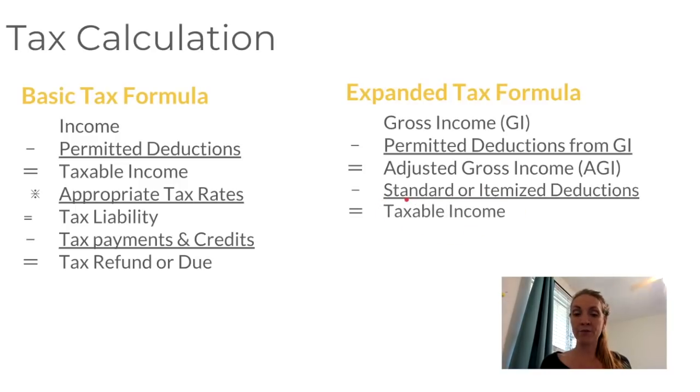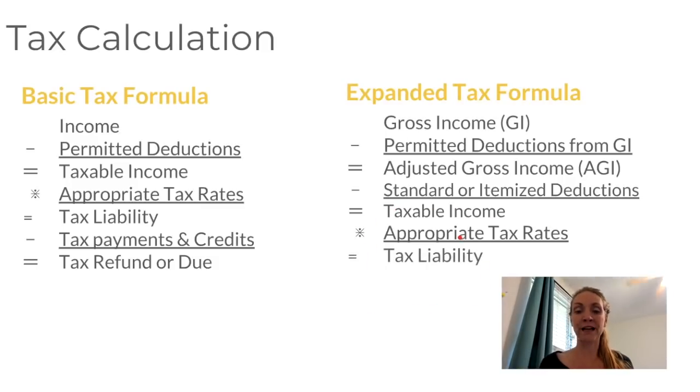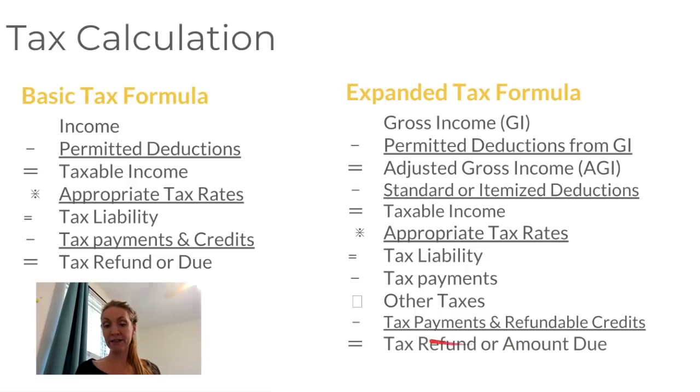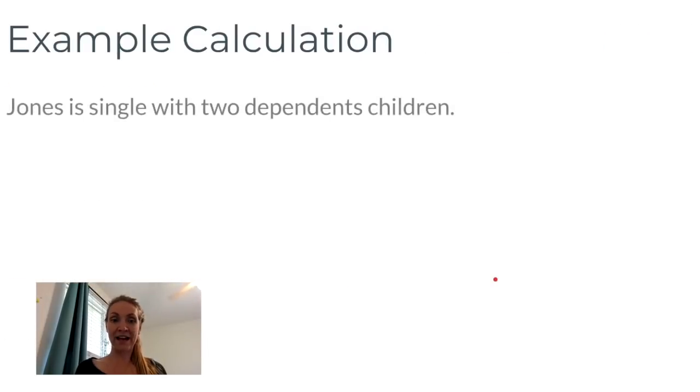This equals taxable income times those appropriate rates using the table equals tax liability minus tax payments or withholding plus other taxes like self-employment tax or retirement taxes minus tax payments and refundable credits, which equals a tax refund or an amount due if you did not withhold or pay in enough taxes and have enough credits to cover the tax liability. So let's look at an example.